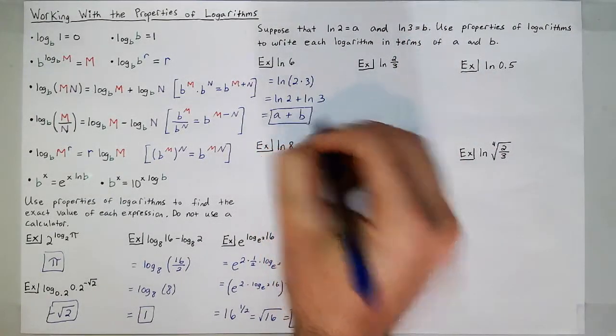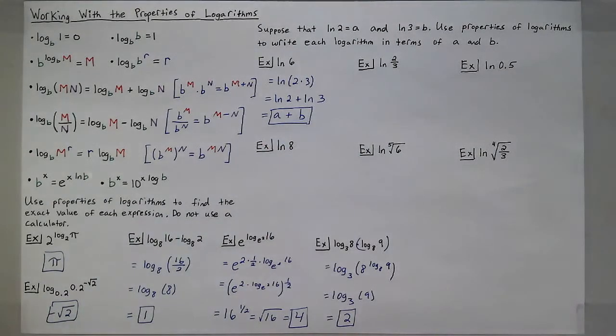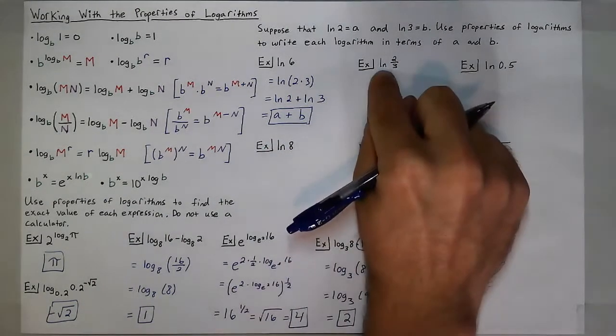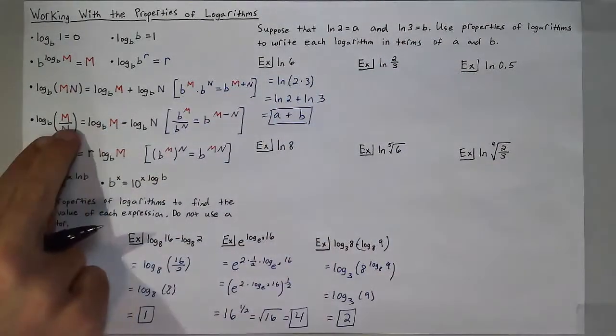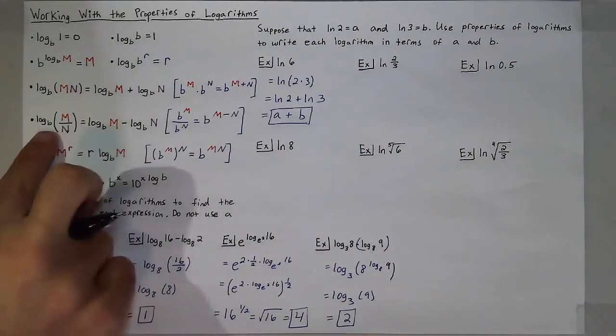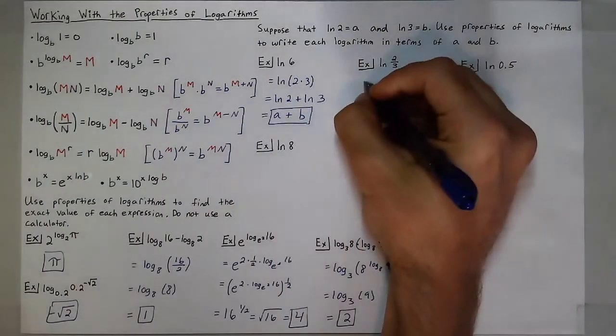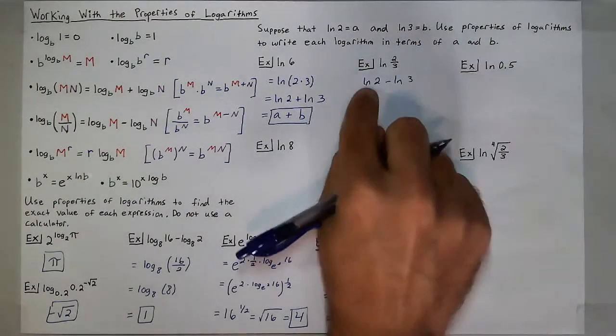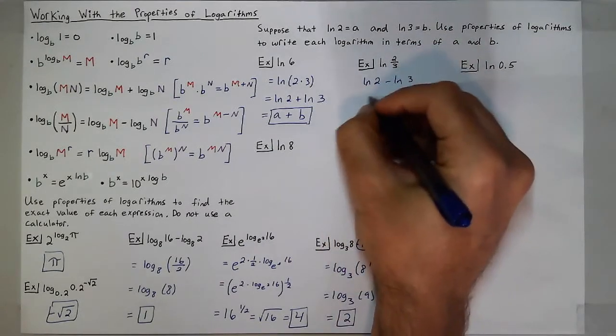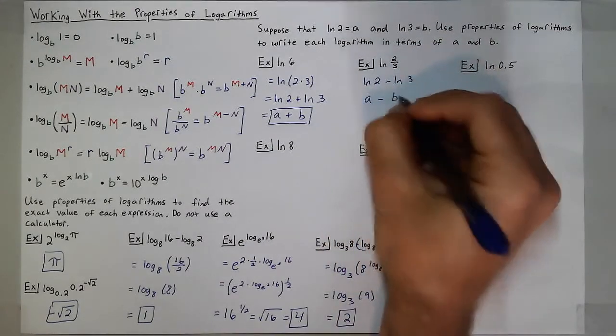So these are little exercises in using the properties to rewrite expressions. I have natural log of 2 divided by 3, so I could separate those with subtraction using that quotient property. So it could be natural log of 2 minus natural log of 3, making this natural log of 2, which is a, minus natural log of 3, which is b, a minus b.